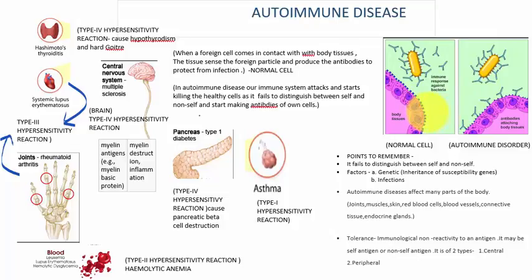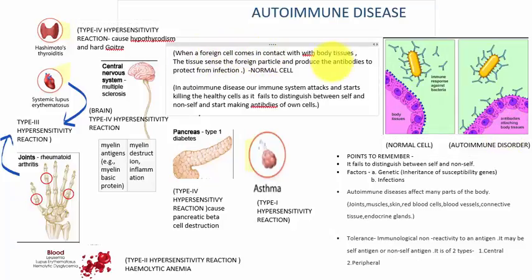You can see in this picture, this is the normal cell. When a foreign antigen comes in contact with the normal body tissues, the body tissues produce antibodies to protect themselves. But in case of autoimmune disorder, the body tissue fails to distinguish between the self and the non-self cell. This is the self cell, but the body tissue senses that it is a non-self cell and starts producing antibodies against it. When the antibodies attach to other cells, they cause inflammation and then cause the disease.